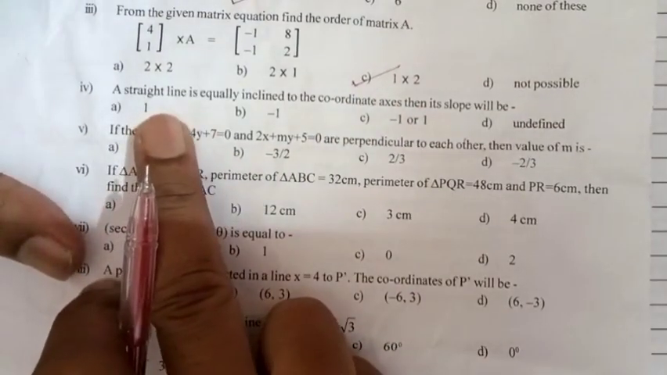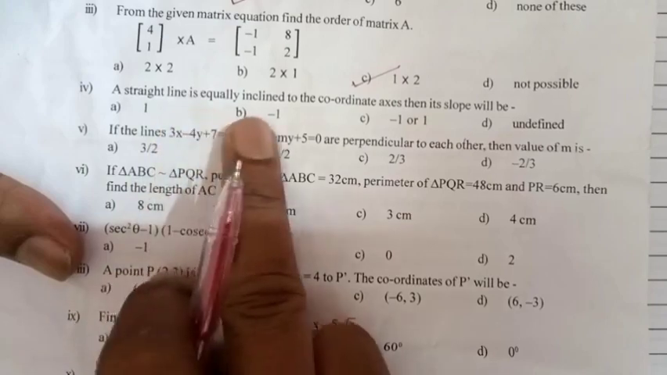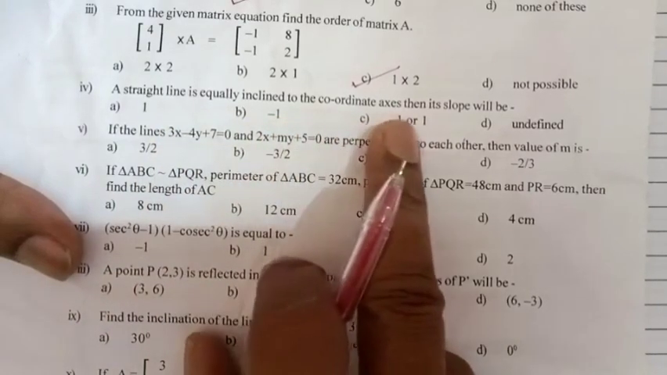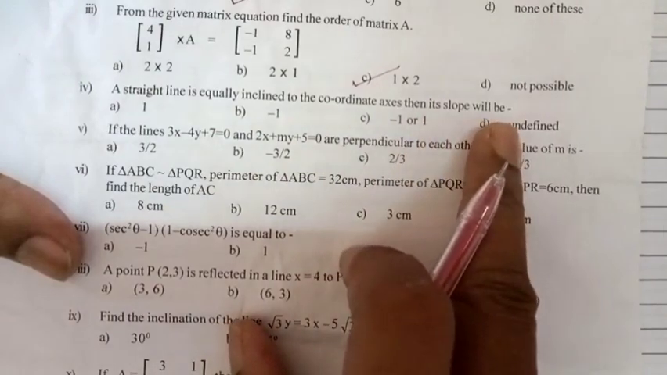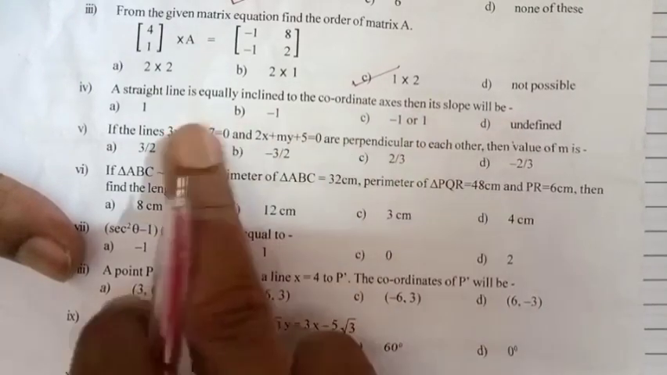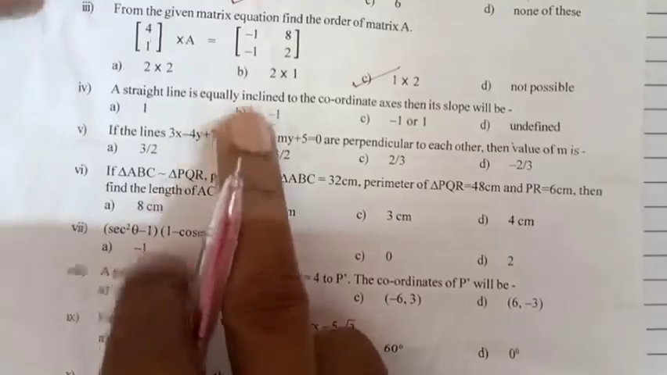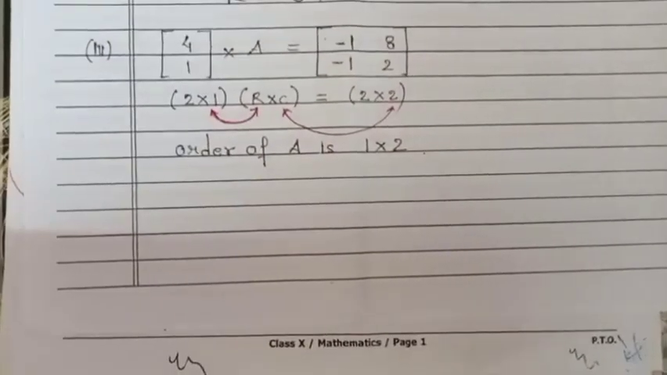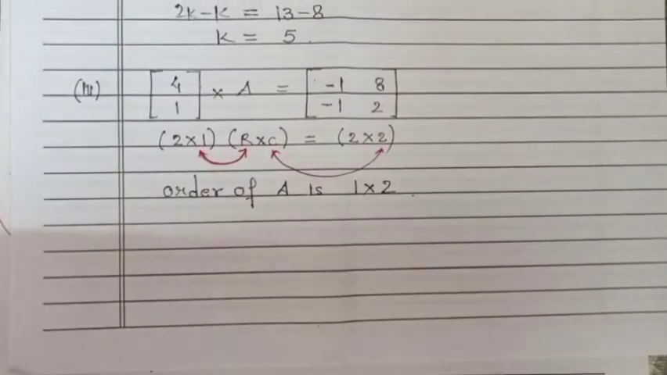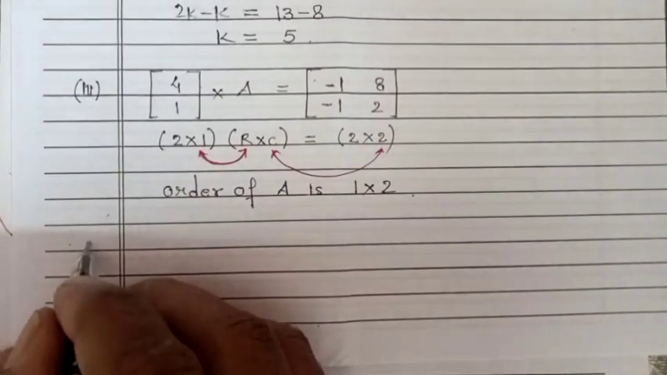Now moving on to the next one, they say a straight line is equally inclined to the coordinate axis, and you have to write down the slope of that line. The line is equally inclined to the coordinate axis. See, here we have 2 cases. Here you will get 2 cases.